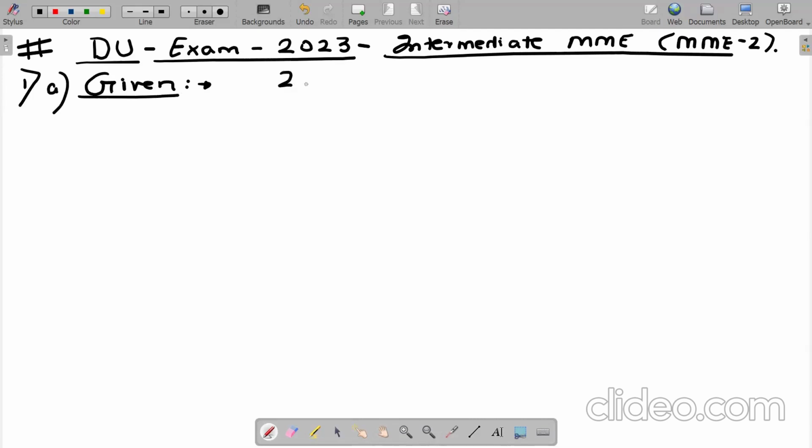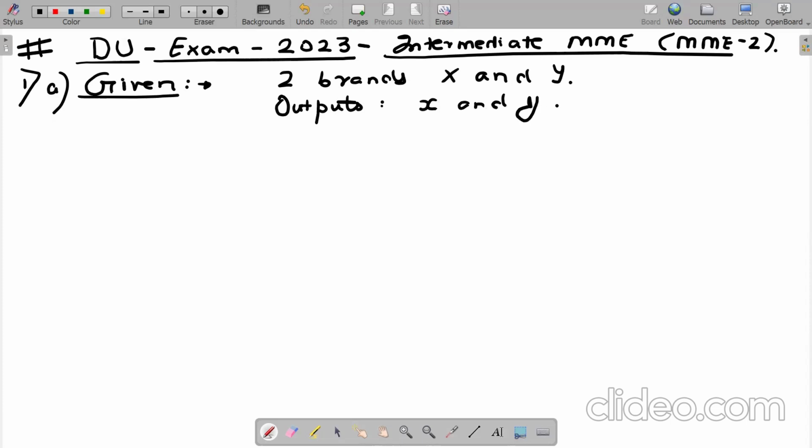We are given 2 brands, capital X and capital Y. We are given the outputs produced. So small x is the output produced of brand X and small y is the output produced of brand Y. Prices are P per unit for brand X and Q per unit for brand Y respectively. We are also given the demand functions. I'm writing them.